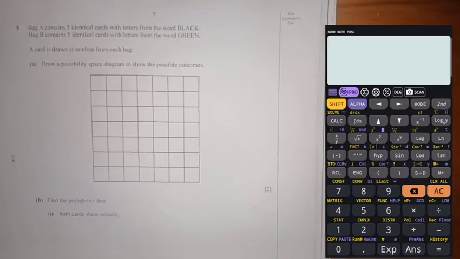We are told that we have 5 identical cards from 2 bags. Bag A has cards labeled with the letters of BLACK, that's black, and from bag B we have green. The 5 cards are each labeled G, R, E, E, and N. Now let's try to draw the possibility space for that.